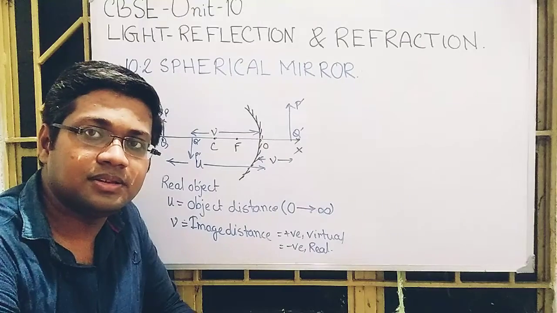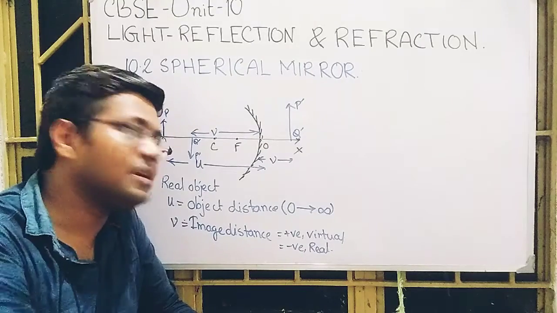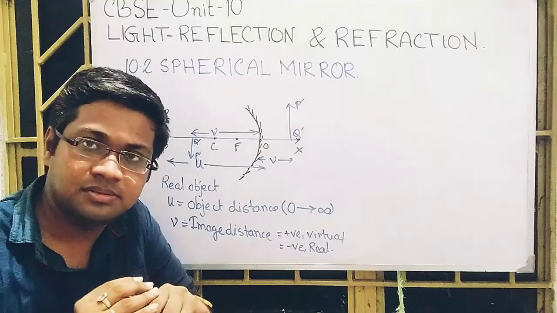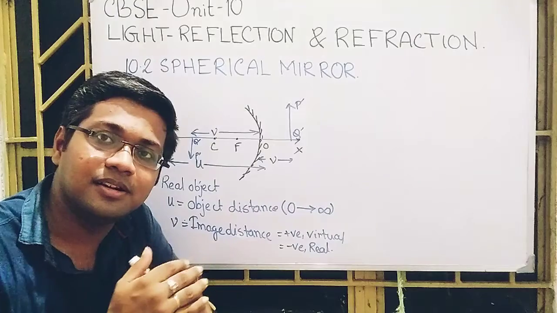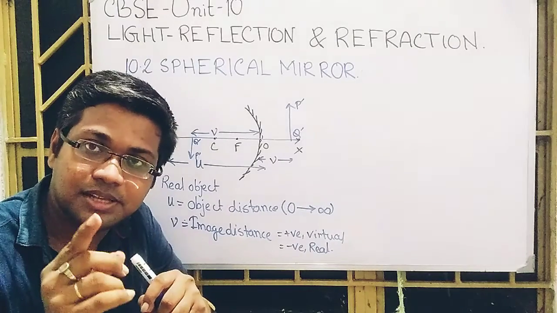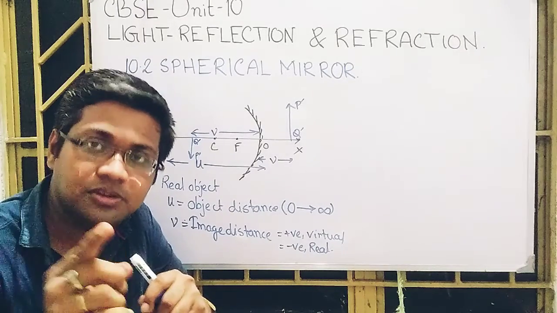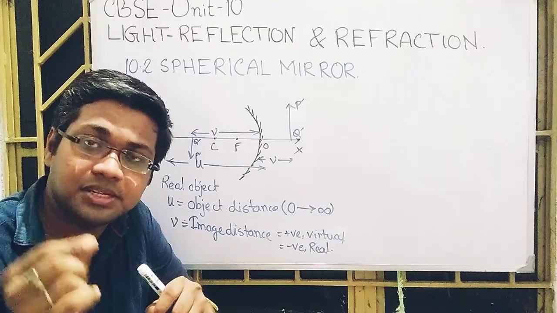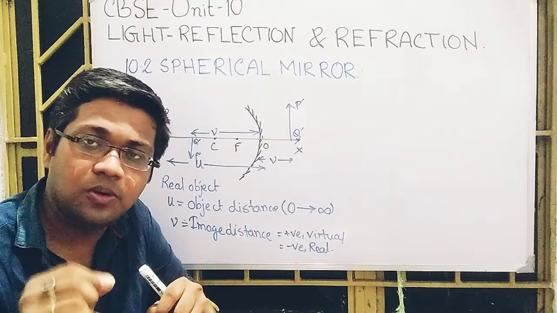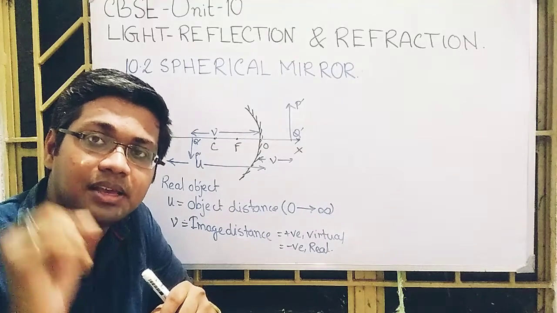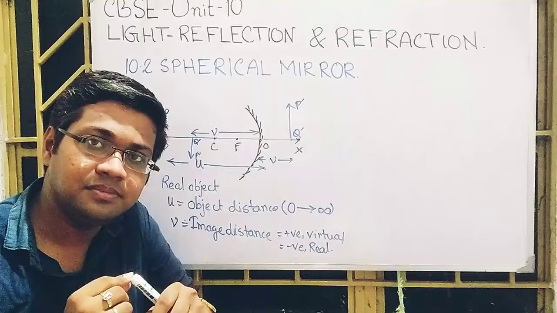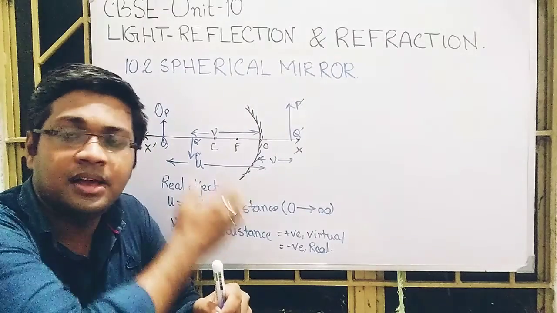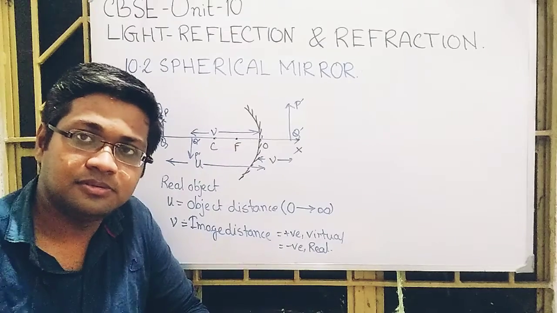For any mirror, in the case of a convex mirror also, if the image is virtual, it will be formed behind the mirror. The image distance is always positive for a virtual image, and always negative for a real image. You should keep that in mind. This is followed in the case of a convex mirror also.